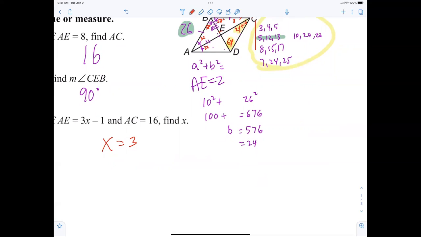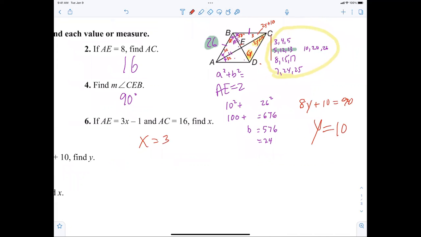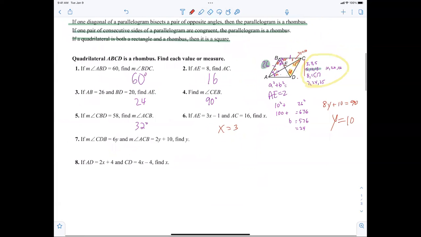So that would be 8y plus 10 equals 90. Everybody good on that now? So everybody can tell me it's just y equals 10, right? All right, I'm pretty happy with that. Anybody else? All right, last one here.